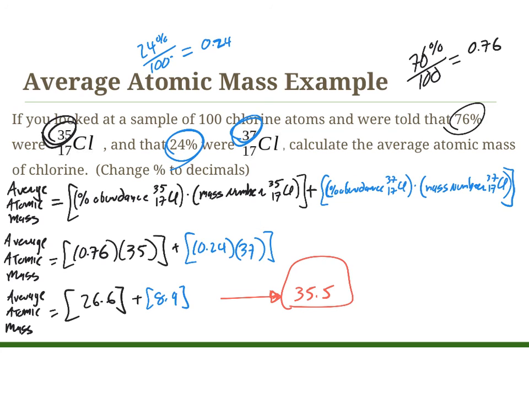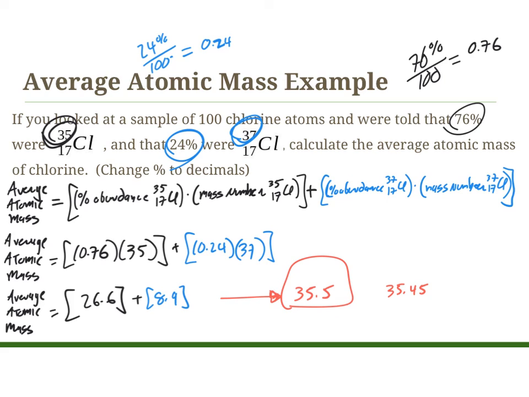And if you look at the periodic table, you will see that it says 35.453, I believe. Let me take a look. I can't remember. Yeah, 35.45, which is really, really close. So that's how we calculate the average atomic mass.